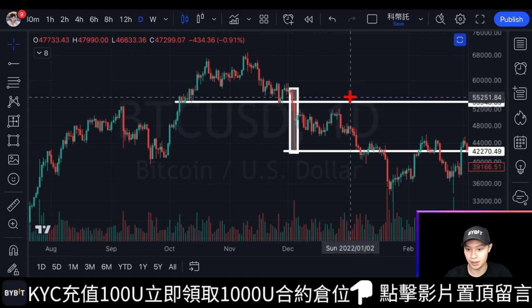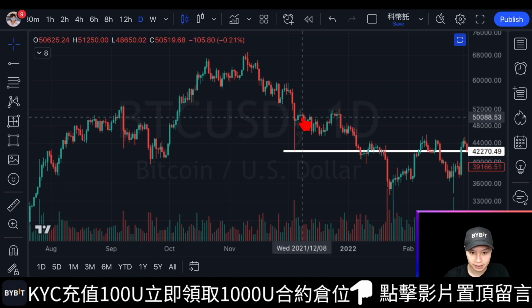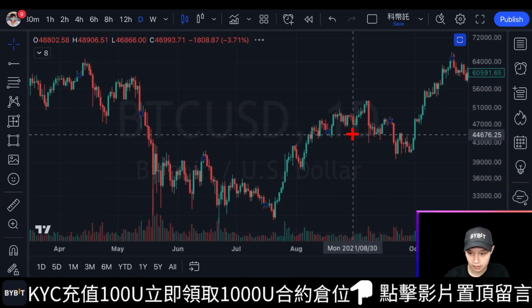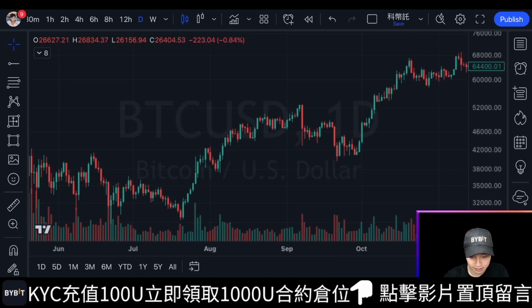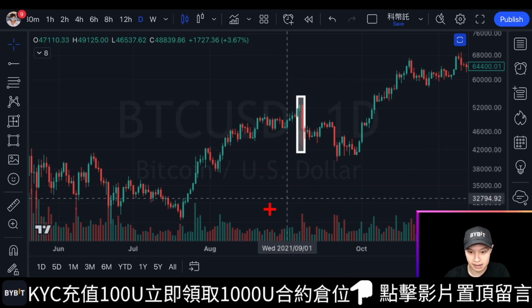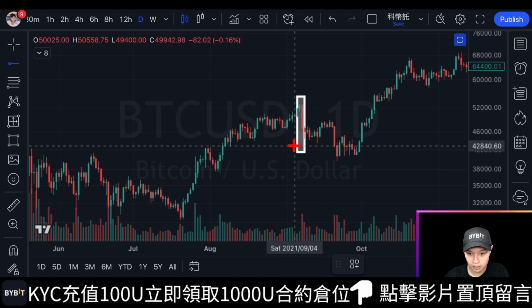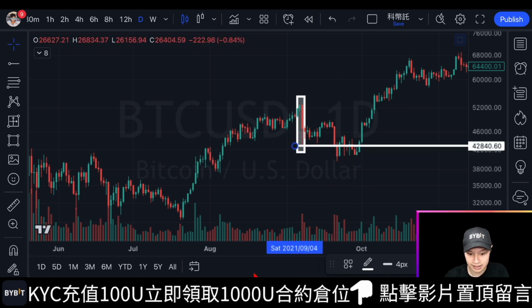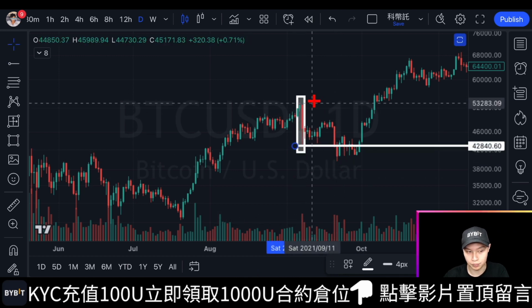For example, we were in this place at the time, and we also experienced such a drop of more than 10% between the highest price and the lowest price on the daily line. Then we ended up stepping firmly on the position of this needle. It has not returned to the lower edge of the previous range.